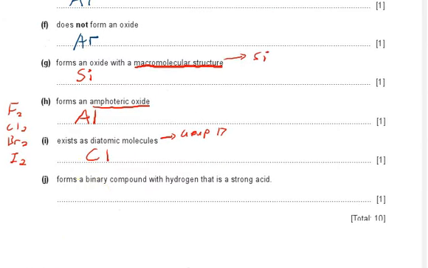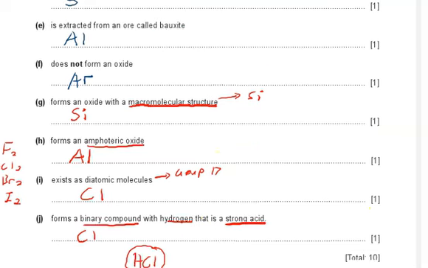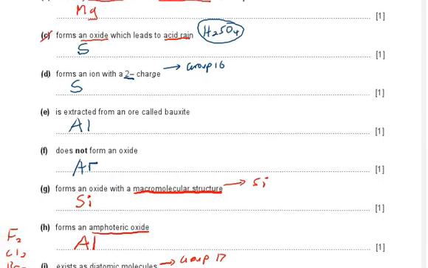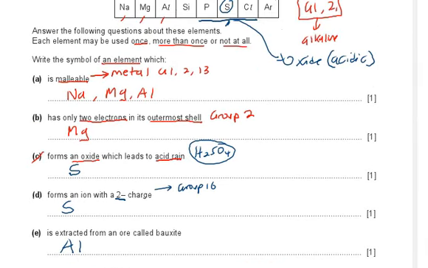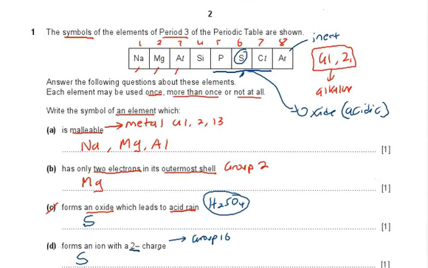Forms a binary compound with hydrogen that is a strong acid. This one must be chlorine, because the combination of hydrogen and chlorine forms hydrochloric acid, which is a very strong acid. So this is the end of the first question. Now let us move on with the second question.